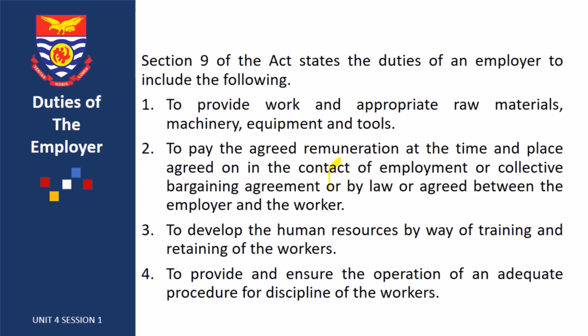And lastly, it is the duty of the employer to provide and ensure operation of an adequate procedure for discipline of the workers. There are certain disciplinary principles that they need to put in place to ensure that workers conform to those discipline measures. Because there are different types of workers at the workplace, the behavior one will put up may be different from the behavior the other person will put up. So if you're an employer, you need to ensure that you regulate their attitudes and behaviors at the workplace.